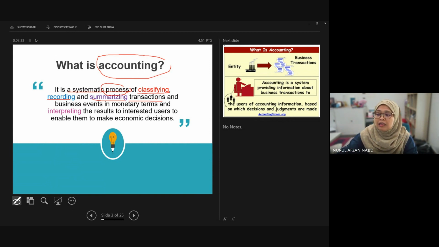Okay, so how to record and summarize all the transactions? You have to record and summarize in monetary terms. So you have to make sure that all the recording is recorded in monetary terms, RM. In the case of Malaysia, we'll be using the RM, right? And interpreting the result to interested users.